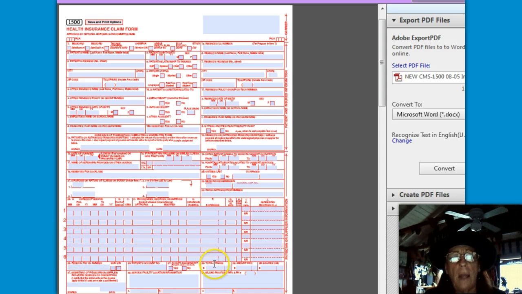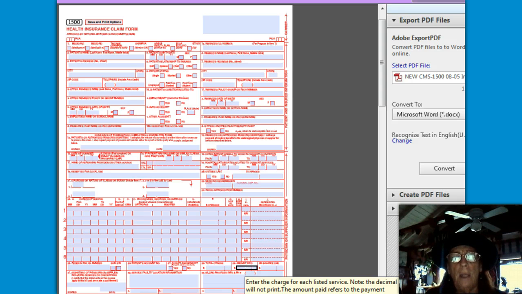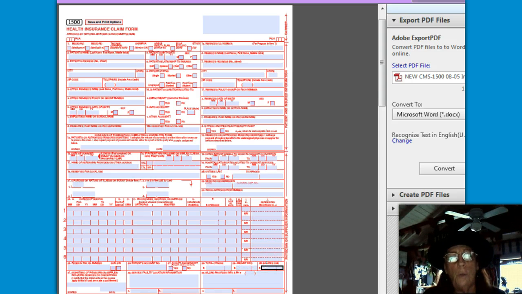We then would go down and add up those services. Again, we need dollars and cents. In this block, we only add money in here if it was paid by another insurance company. We do not put money in here paid by a patient. In this, we would put in the balance due. We're going to come back over here.